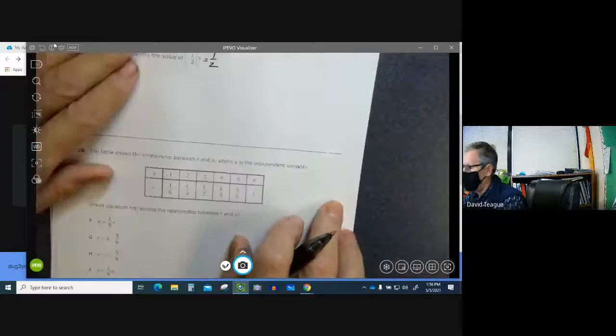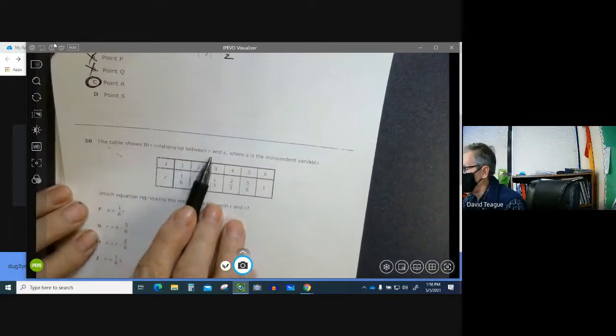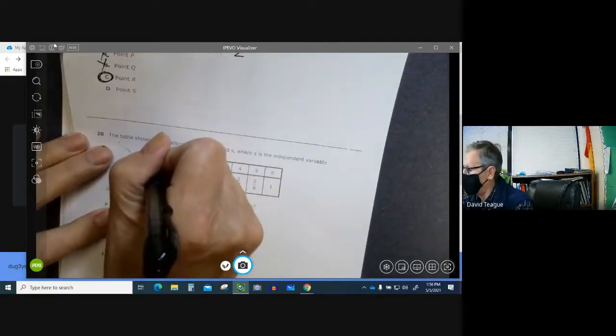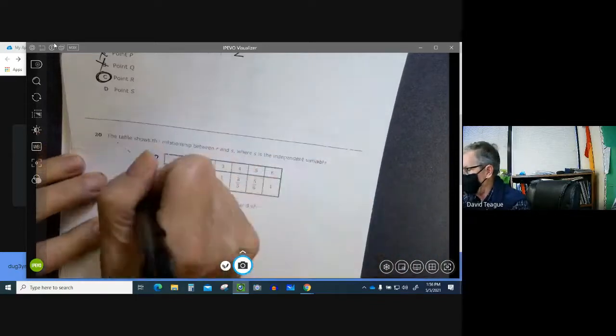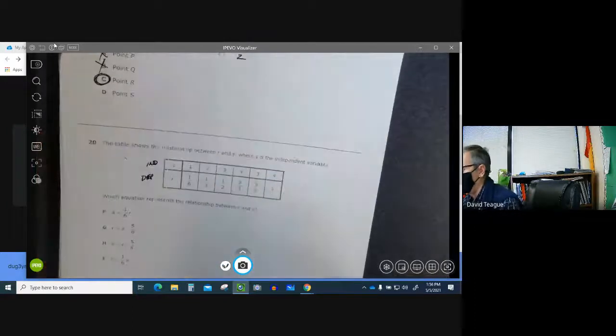Okay, here's 20. This is a table. The table shows the relationship between R and S, where S is the independent variable. So this is the independent variable, the thing that's going to change. This is the dependent variable, what is dependent on that.